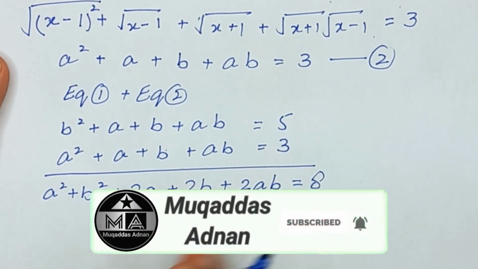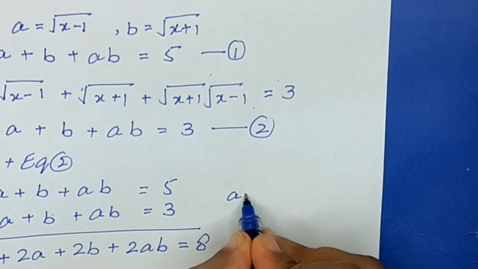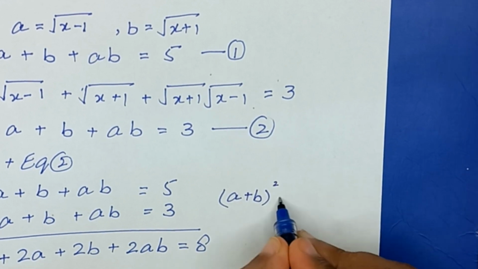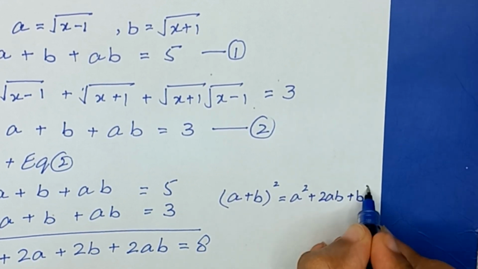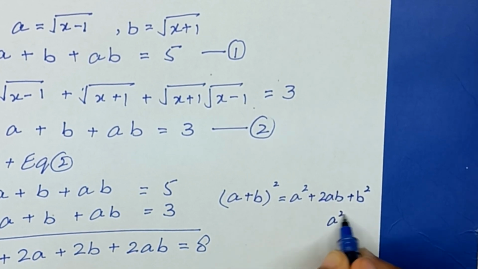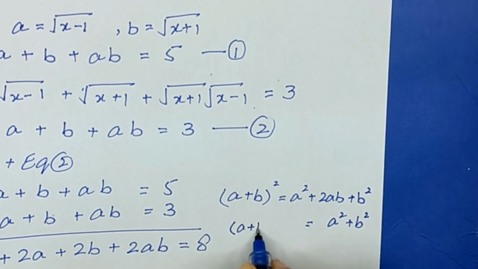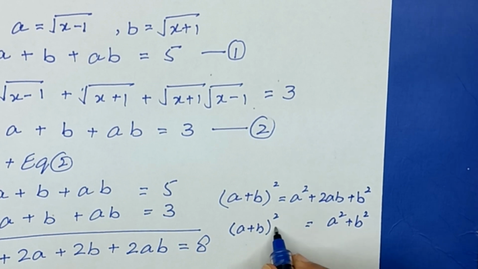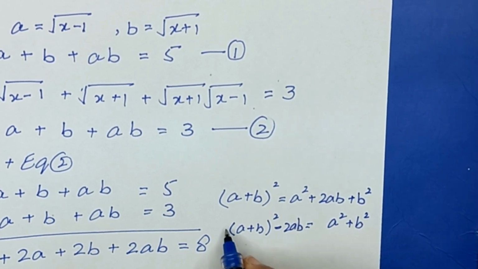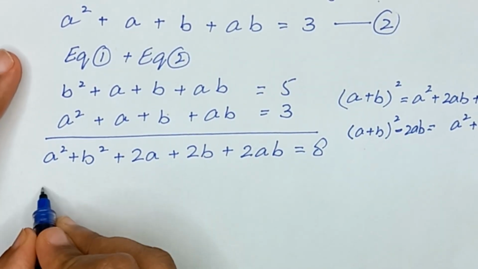So here we have A square plus B square. As we know that A plus B whole square is equal to A square plus 2AB plus B square. So from here, this A square plus B square will be equal to A plus B whole square, and we will take this to the left hand side, so it will become minus 2AB. So A square plus B square is equal to A plus B whole square minus 2AB. So we will substitute here.